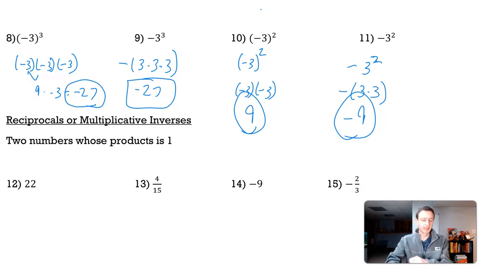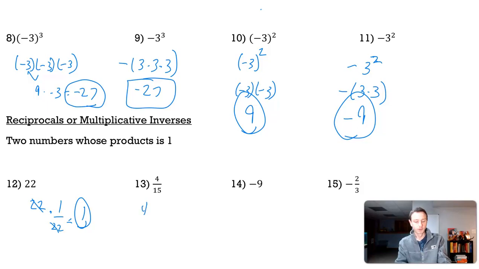That's definitely something you want to keep practicing. Reciprocals are multiplicative inverses. Two numbers whose product is 1 are reciprocals of one another. So if we have 22, what would be the reciprocal of 22? We want a number that, when multiplied together with 22, will get us 1. So what would that number be? It would be 1 over 22, because 22 over 22 is 1, so we just get back 1. So the reciprocal of 22 is 1 over 22, because the product of 1 over 22 times 22 will get us back 1.